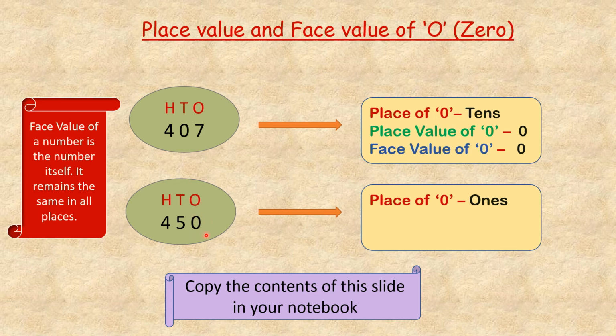What is the place value? Place value will be 0 itself because the place value of 0 is 0 wherever it goes. So the place value of 0 is 0 and the face value is the digit itself, which is nothing but 0. So you always have to remember the place value and face value of 0 is always 0. But the place changes. Wherever it is going, you have to write that particular place. Copy these contents in your notebook.